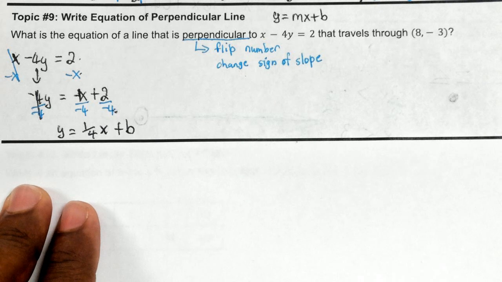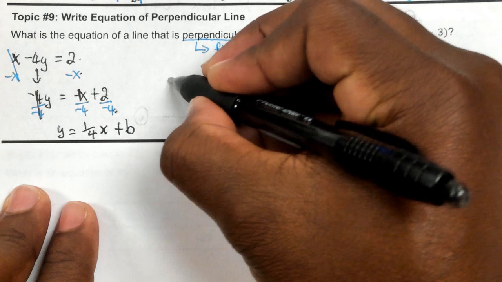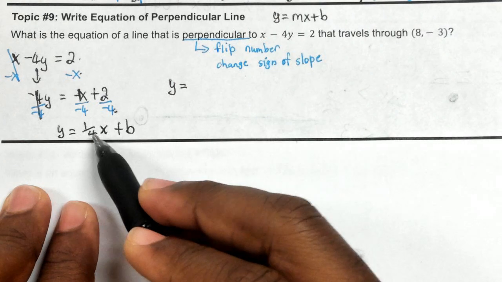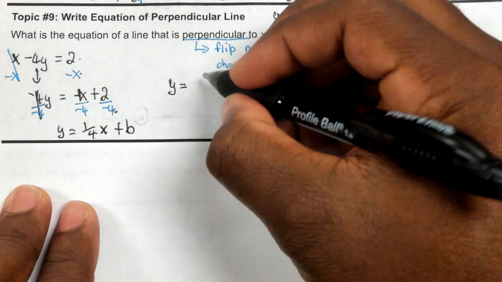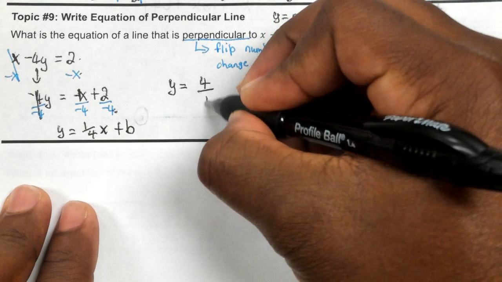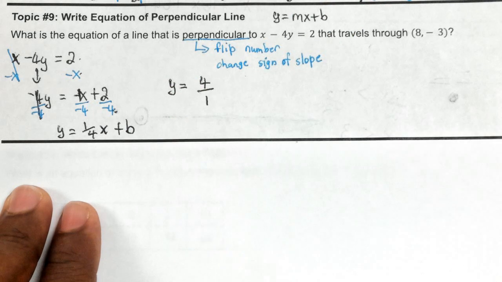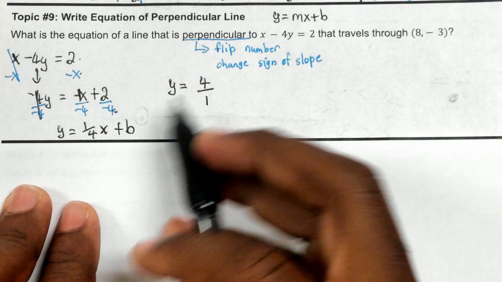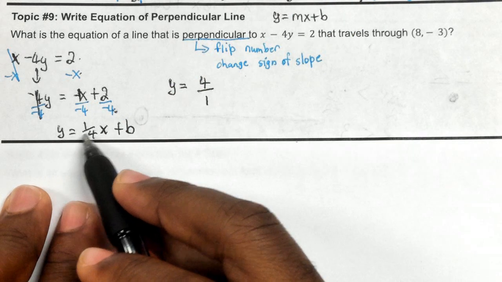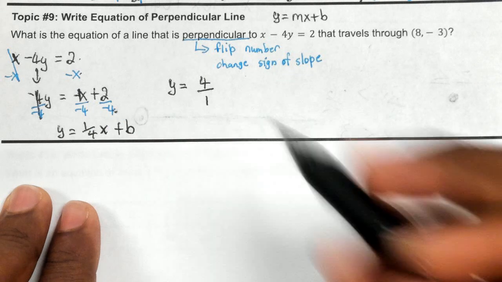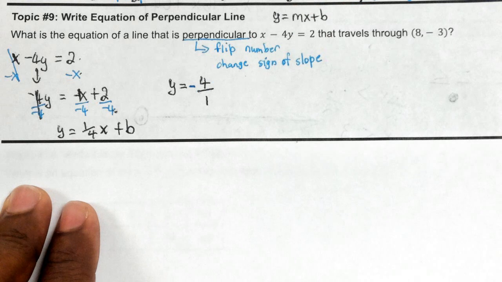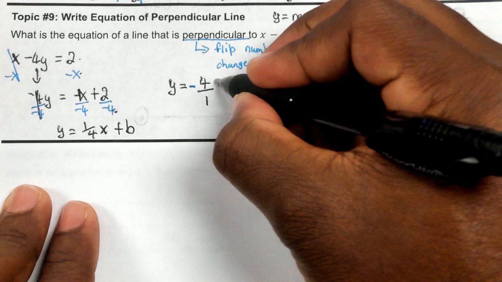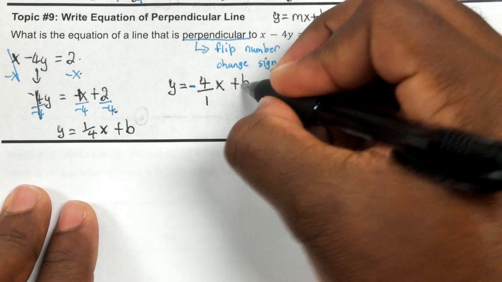Now we're going to do the perpendicular. Perpendicular means that for my slope, I'm going to flip the number. Since I have 1 over 4, now I'm going to have 4 over 1. So you just flip it over. And then we're going to change the sign of it. This is a positive 1 over 4, so now I'm going to change it to a negative. Now I have a brand new slope. So I rewrite the x and the plus b.